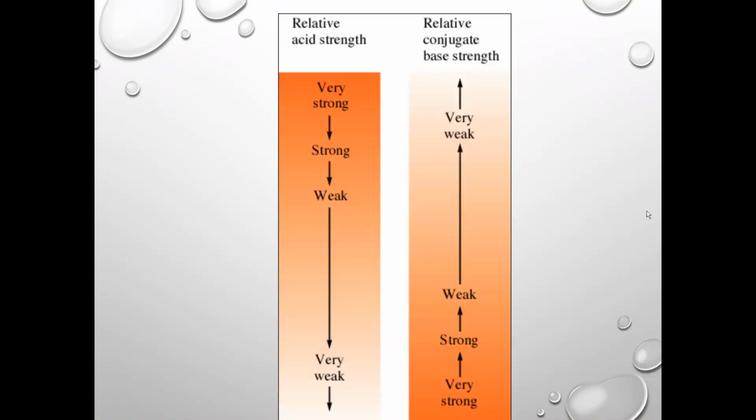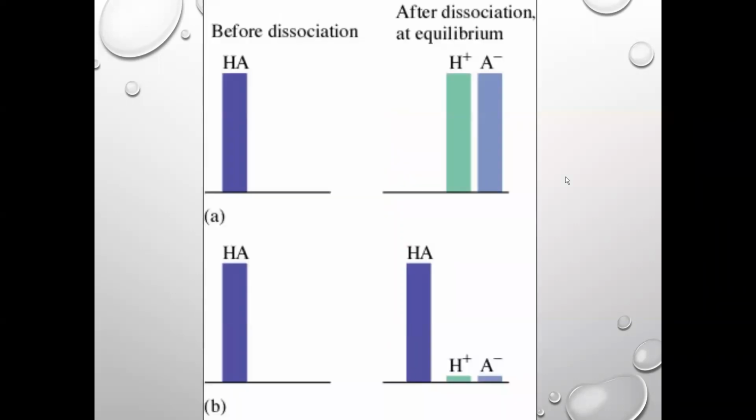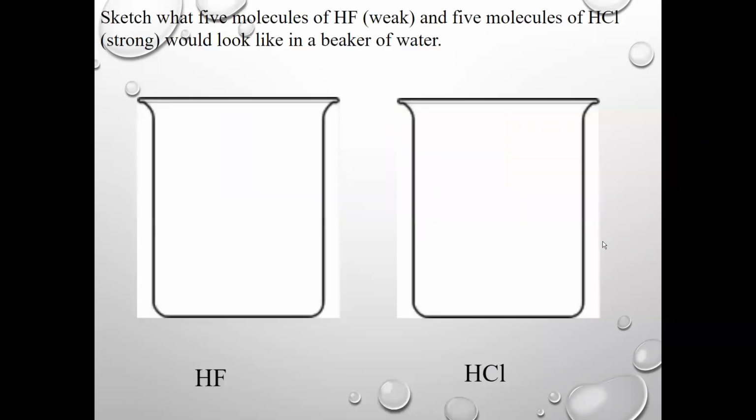And this is just kind of showing those in a chart. Same thing. If I have an acid and it's very strong, then whenever it gives away its hydrogen, its proton, what's left over, the conjugate, is going to be a weak base. I think there's just one more showing you that.